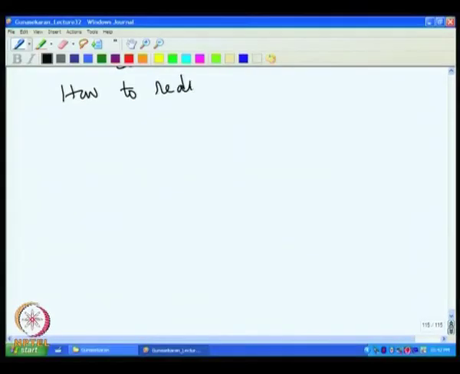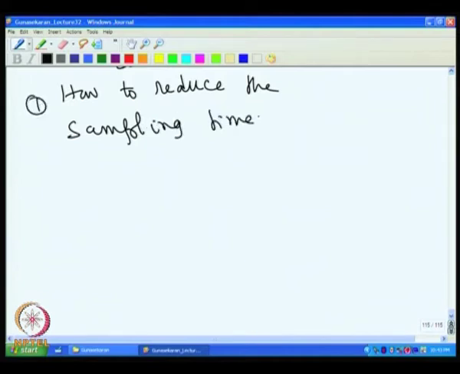So, the sample and hold amplifier is really a time consuming process, because if the sampling time is small, we can considerably reduce the conversion time. Now, there are various techniques used in ADC to reduce the time. So, let us see how to reduce the sampling time. Similarly, you can also see how to reduce the conversion time of the ADC.